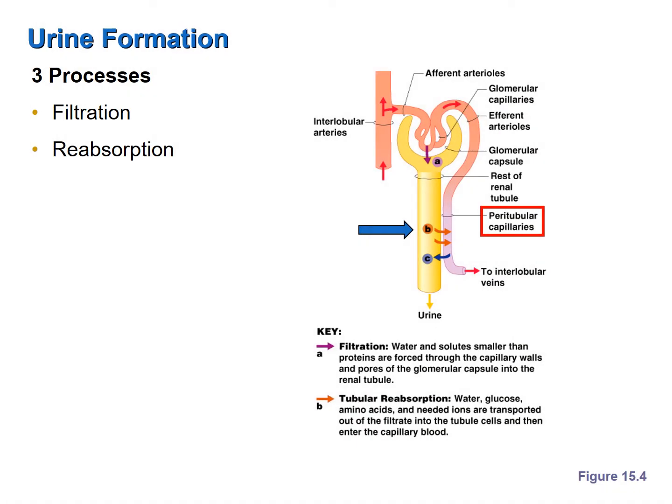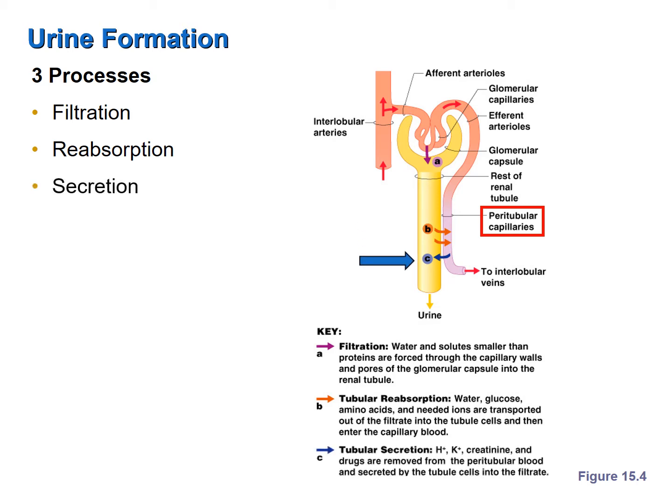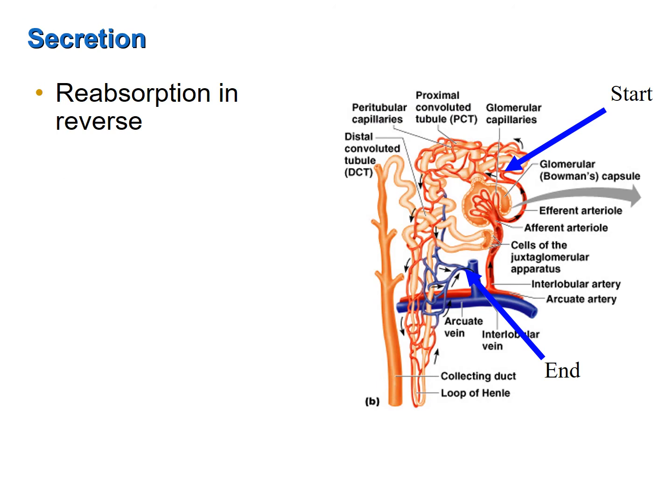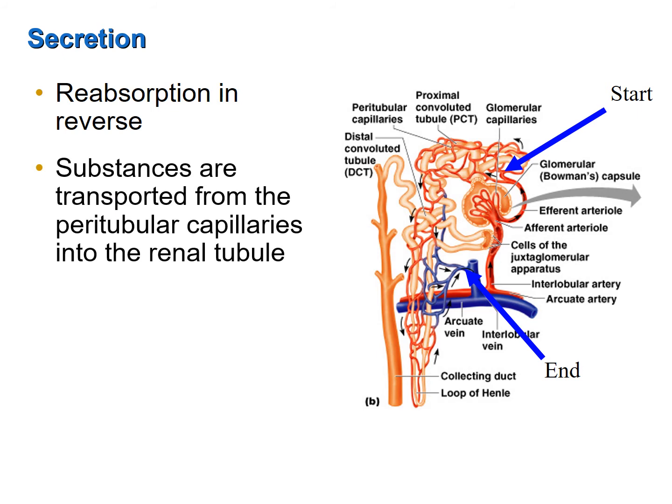Now that the nephrons have reabsorbed those nutrients that the body needs, there are still other substances that were never filtered from the blood and are still there. By the process of secretion, these substances will be transported from the blood of the peritubular capillaries into the renal tubule. Secretion is basically reabsorption in reverse. Substances are transported from the peritubular capillaries and into the renal tubule.